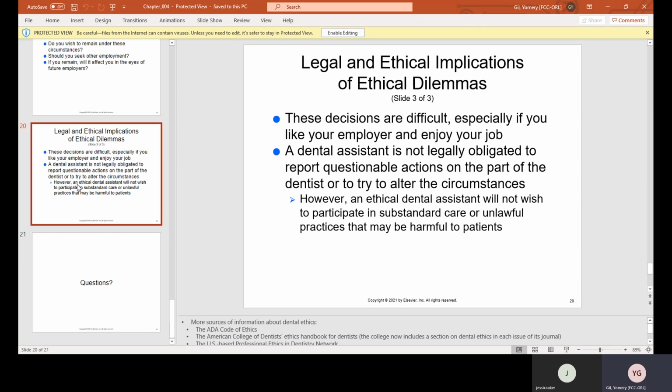A dental assistant is not legally obligated to report questionable actions on the part of the dentist or to try to alter the circumstances. So you're not legally obligated, but are you ethically obligated? However, an ethical dental assistant will not wish to participate in substandard care or unlawful practices that may be harmful to patients.